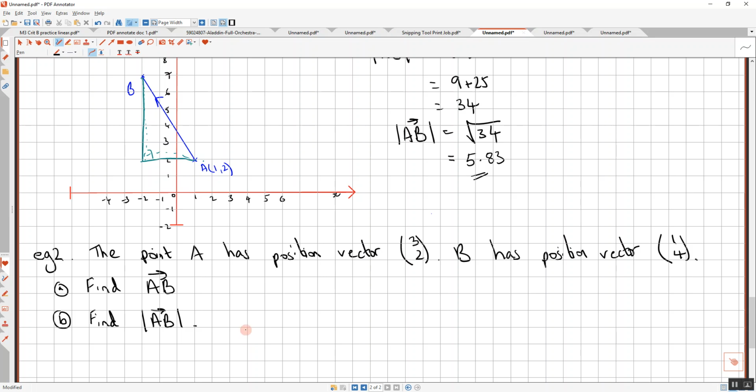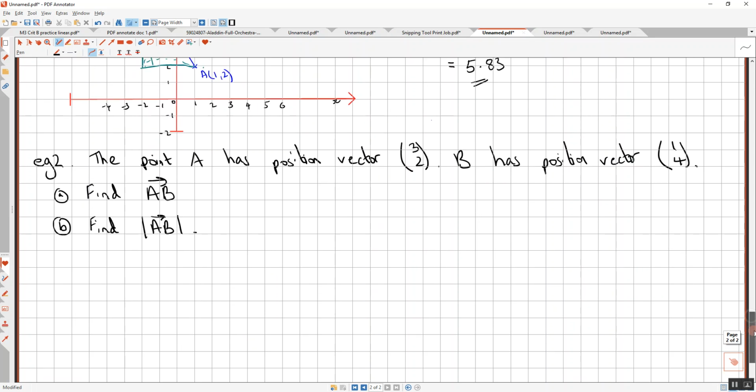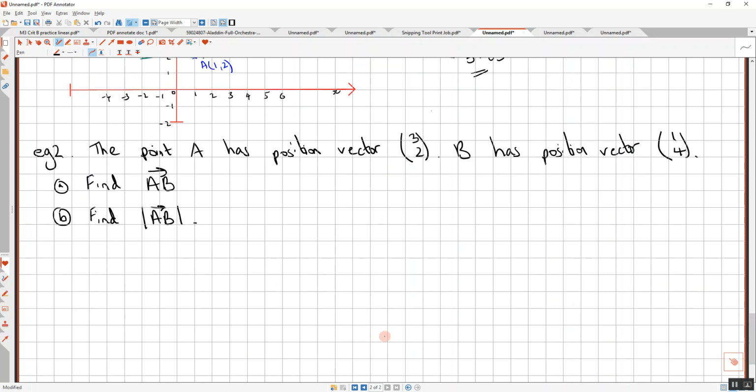And remember, if it's got position vector, what does that mean? Yeah, it starts at the origin, okay? So see if you can do it, if you need to do a diagram, but also see if you can do it without doing a diagram, okay?